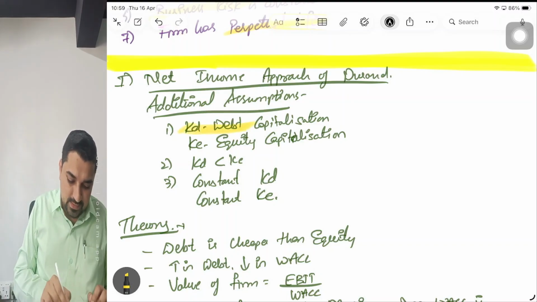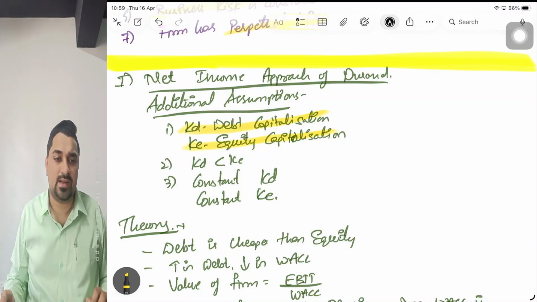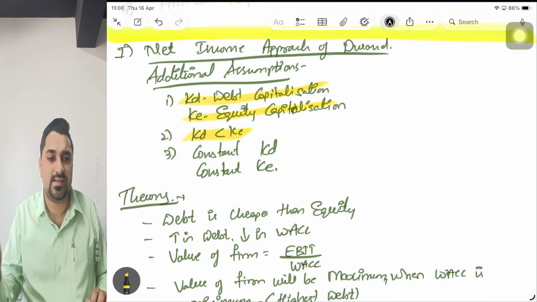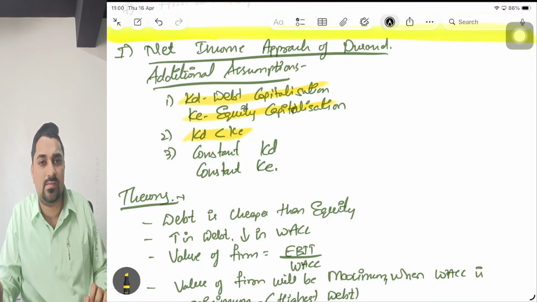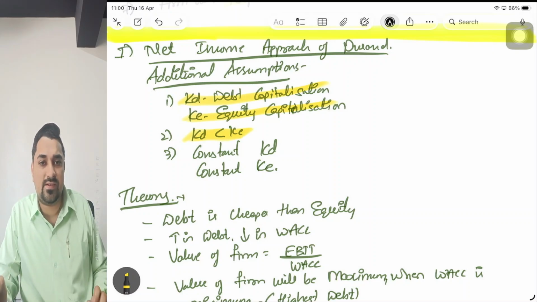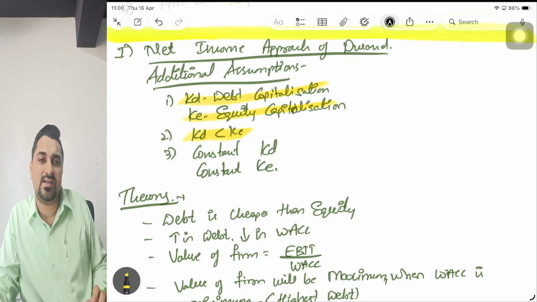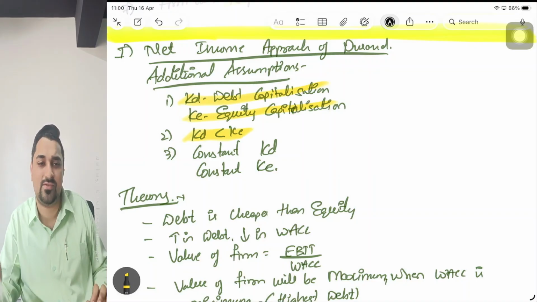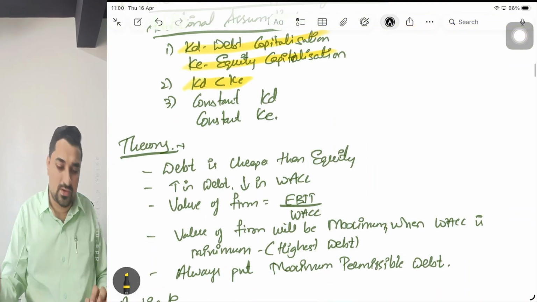First one, KD means debt capitalization rate, KE means equity capitalization rate. He has defined it: KD is always less than KE. We know KD is always less than KE because it comes with a tax shield impact that we have stated in revision of the FM basics. But here the assumption says there are no taxes, yet KD is always less than KE. Again, assumptions means what? It is unrealistic. That is why it is called an assumption. We have to accept it as it is. Very, very important.